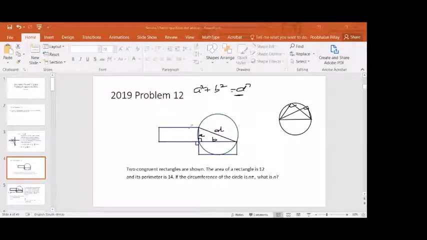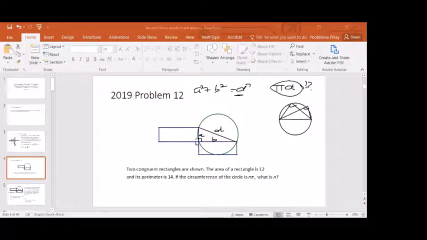The circumference of the circle is pi times diameter. So our goal is to work out pi times diameter. The problem is to find the circumference of the circle, and after that, we'll be able to find what this n is. So to find the circumference, I need to find the diameter.